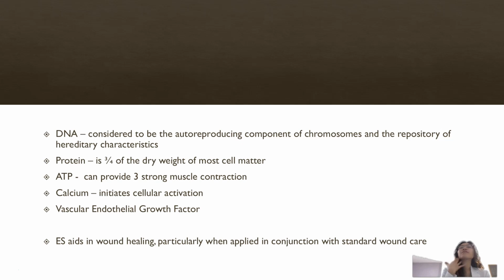Protein, this is 3/4 of the dry weight of most cell matter. So, kailangan din talaga siya. Especially if you have a wound, meron at meron talagang kailangan na protein dyan. Okay? Kasi we are mostly made up of protein itself. ATP can provide strong muscle contraction. Calcium initiates cellular activation and vascular endothelial growth factor. This is for your microcirculation. Okay, microcirculation.